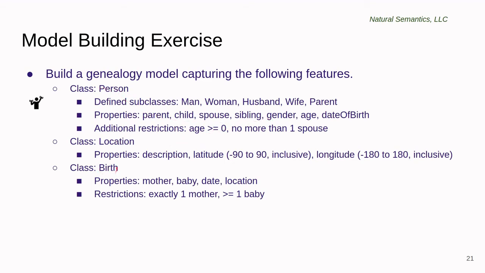And finally, create a birth class. And birth is the domain of the properties mother, baby, date, and location. And add the restriction that an instance of the birth class can have exactly one mother and greater than or equal to one baby.